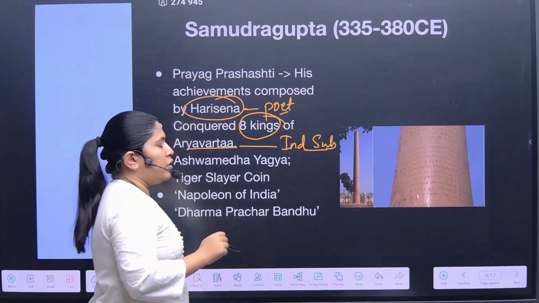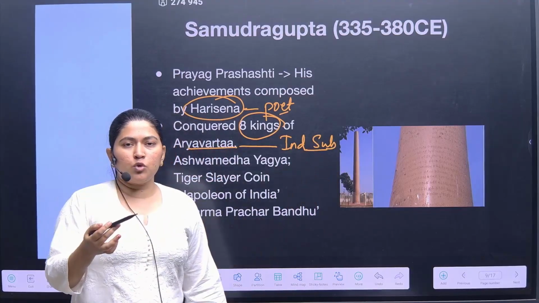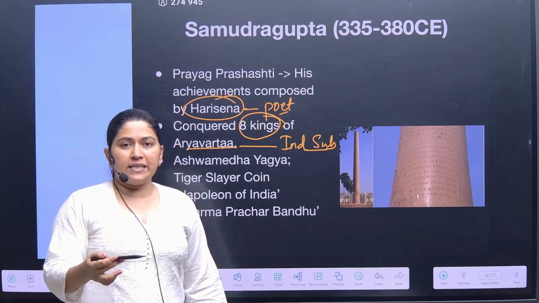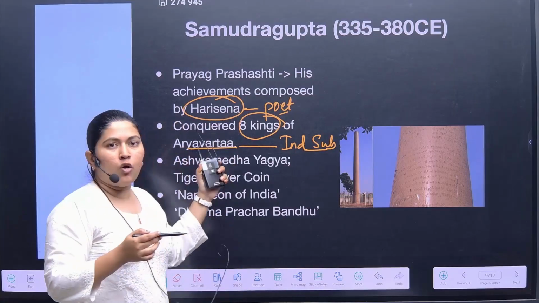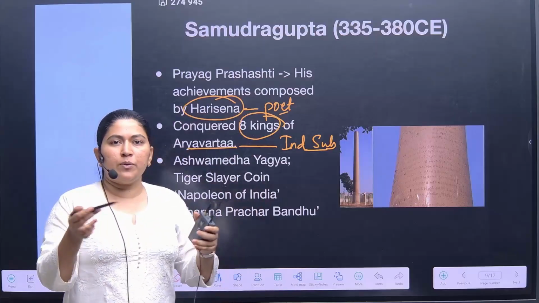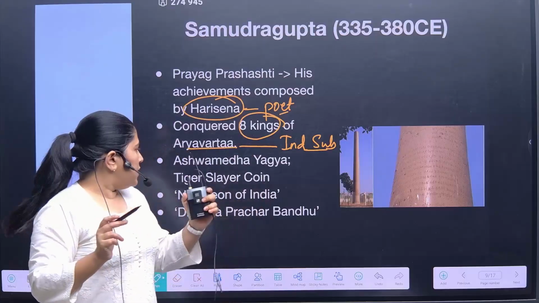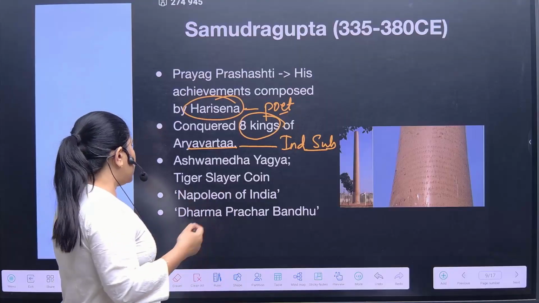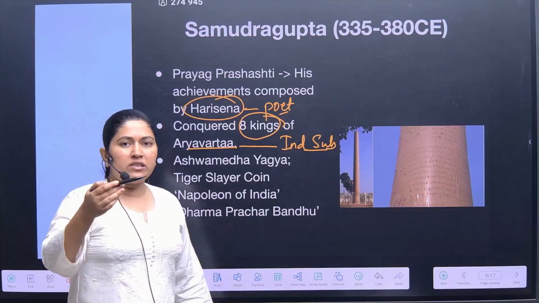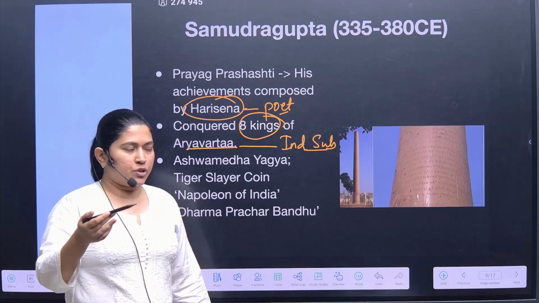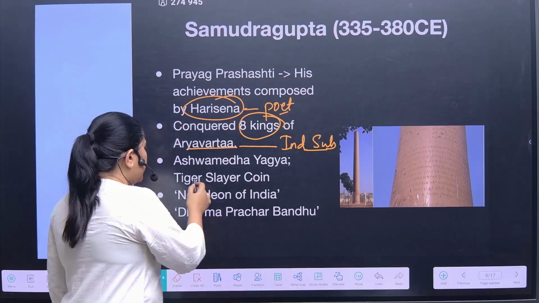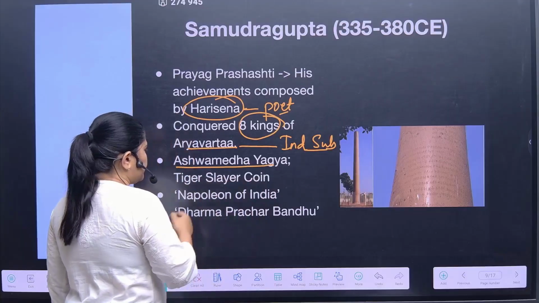Okay, so he praised Samudragupta and his abilities in the Prayag Prashasti, how he conquered the 8 kings of the Aryavrat, of the Indian subcontinent. Now after that, as I have said, all these kings would be supporting the Brahmin rituals and culture. So again they would be performing the Ashwamedh Yajna.